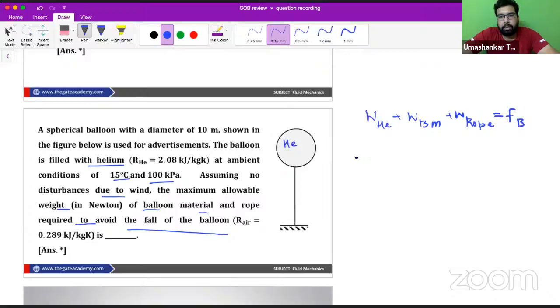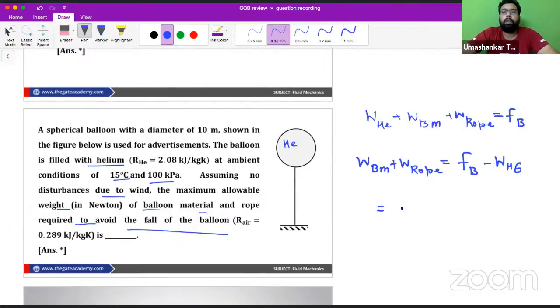This should be the case. So what should be the weight of the balloon material plus the weight of the rope? It should be the difference of the buoyant force and the weight of the helium. Okay, so what is the buoyant force?